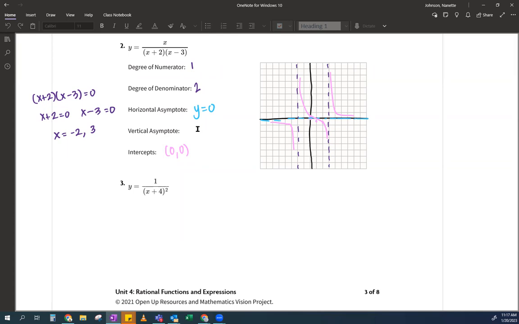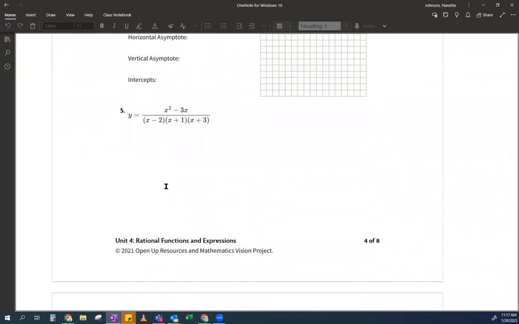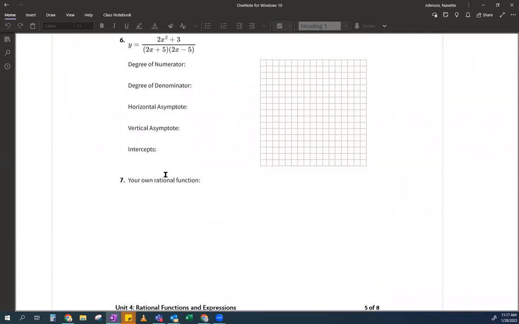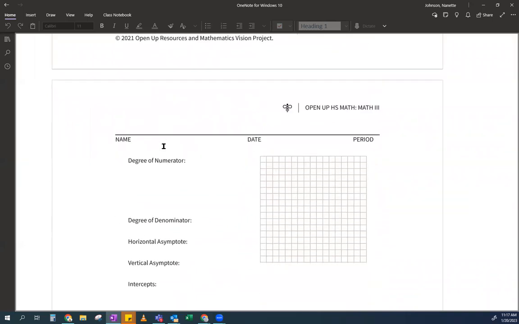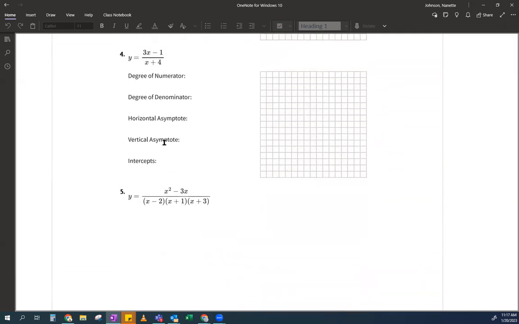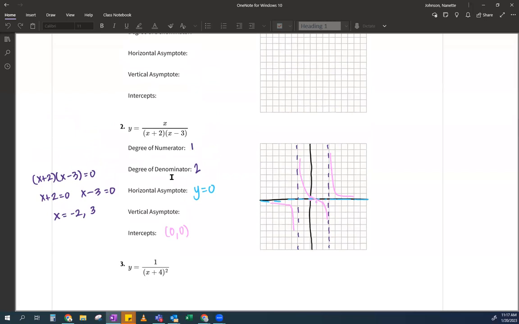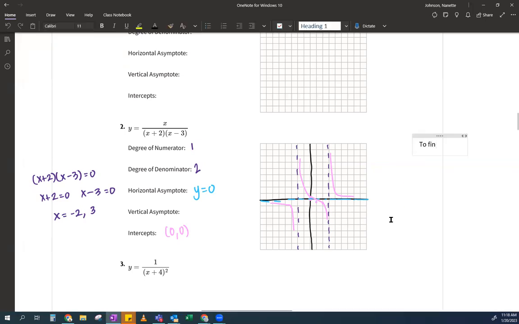How do you find your vertical asymptote? How do you find your vertical asymptote for number 3, for number 4, for number 5, for number 6, for those ones, right? How are you going to find your vertical asymptote every single time? Yeah, you're going to use the denominator, right? So you should write yourself a note right here. To find the vertical asymptote, the VA, right?